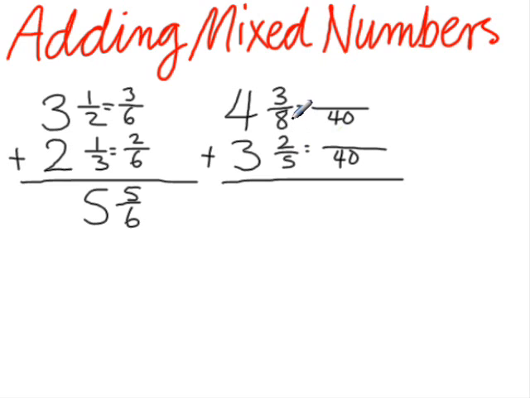8 times 5 gives us 40, and so 3 times 5 is 15. 5 times 8 gives us 40. 2 times 8 is 16. Now we can add them together. 15 plus 16 is 31. 31/40ths, and 3 plus 4 is 7. I didn't write that very neatly. That needs to be 40ths. 7 and 31/40ths.